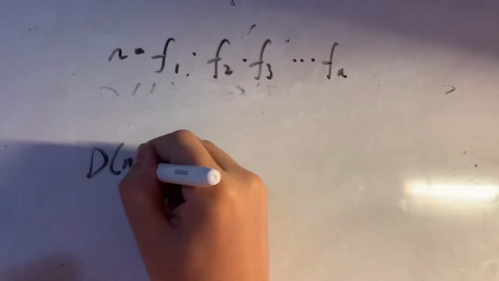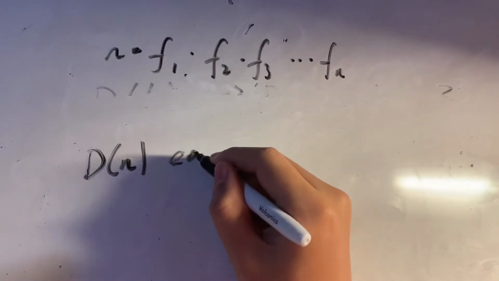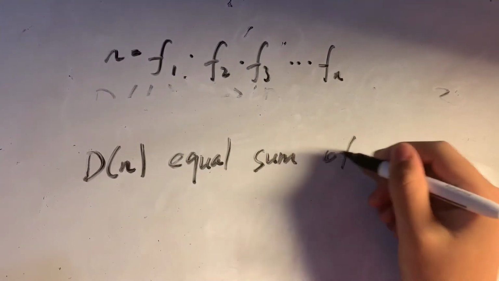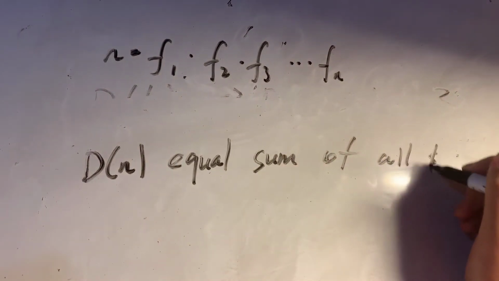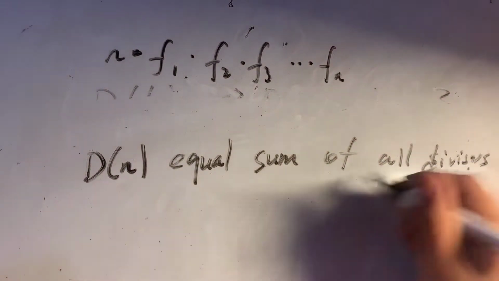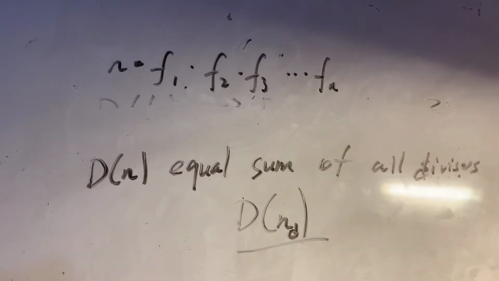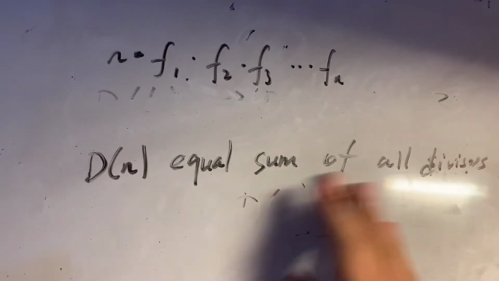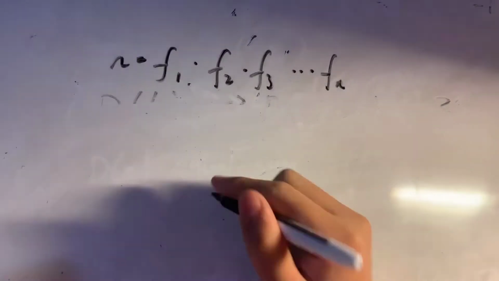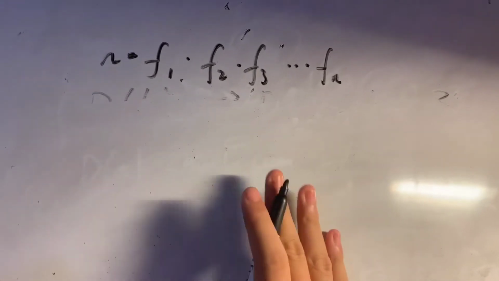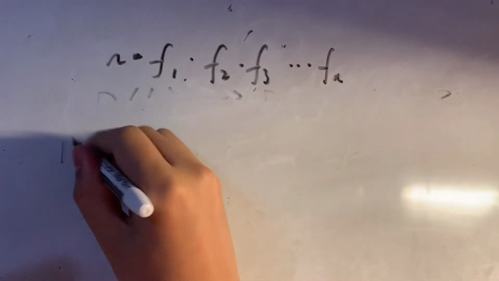So we can draw a conclusion that dn is equal to the sum of dn over all divisors. For example, d8 is equal to d4 plus d2 plus d1. Using this way, we can start with d96.